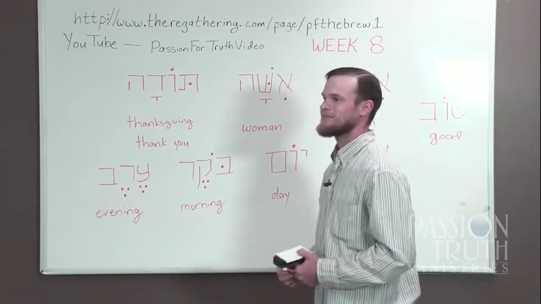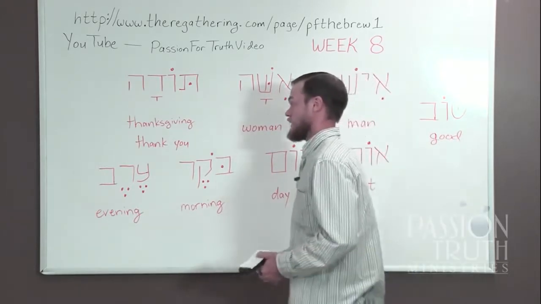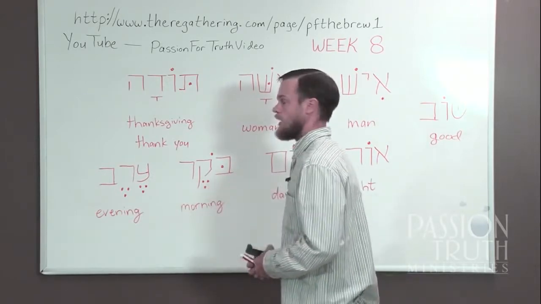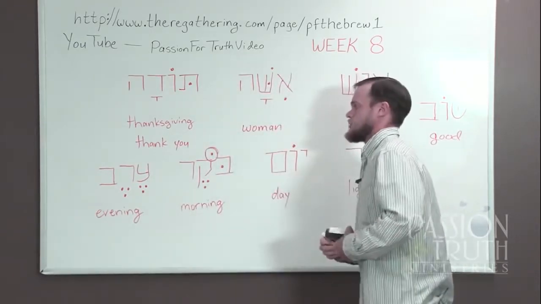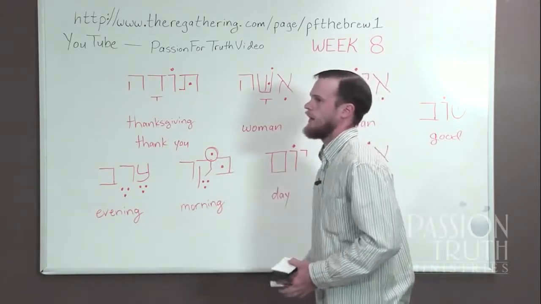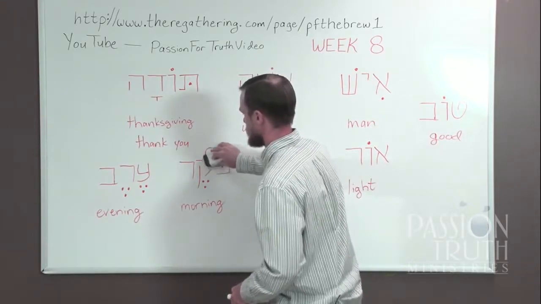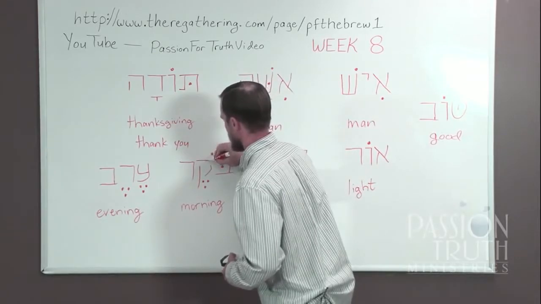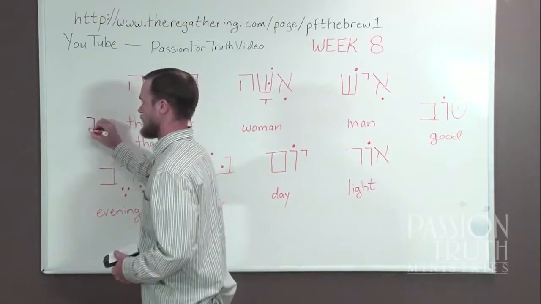Dots above and dots below are the same? No. Most vowel sounds will be found below, with the exception of the cholam. Yeah, the single dot above will be a long O. Single dot beneath will be a short I. But that's the one exception. The rest of the vowels you will find below the letters. Well, except for the shuruk, which is always with a vav.